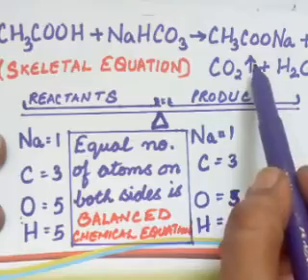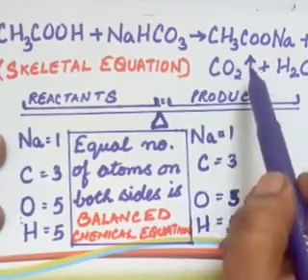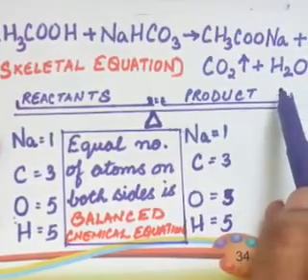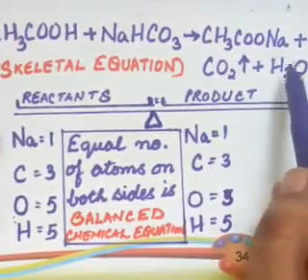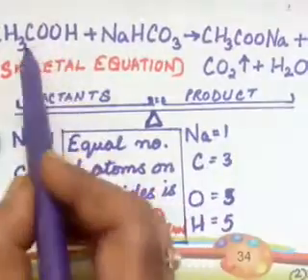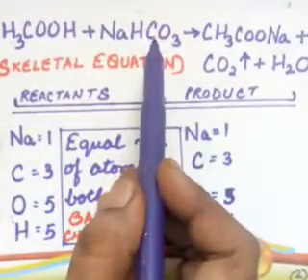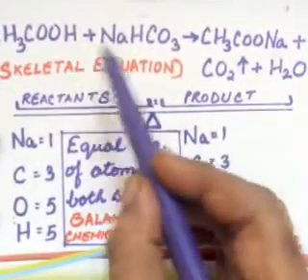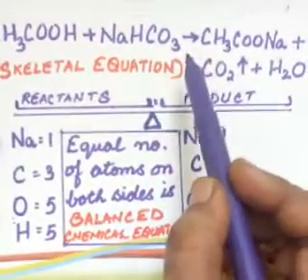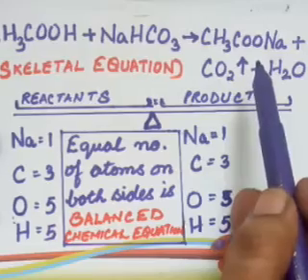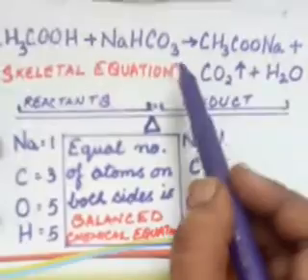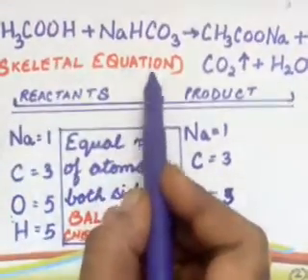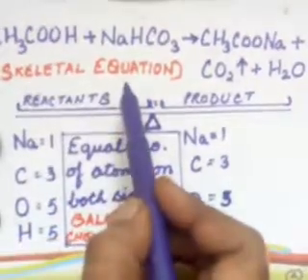Whenever a gas is given out, an up arrow is used, and whenever a precipitate is formed, a down arrow is used. Then we have water formed. So these are the products and these are the reactants, right? Now when we write simply the equation as it is, that means only the formulas of the compounds reacting and the formulas of the products formed, then this simple basic equation is known as a skeletal equation.